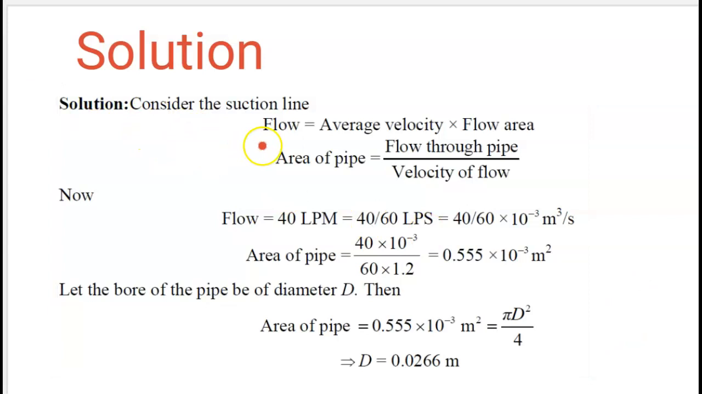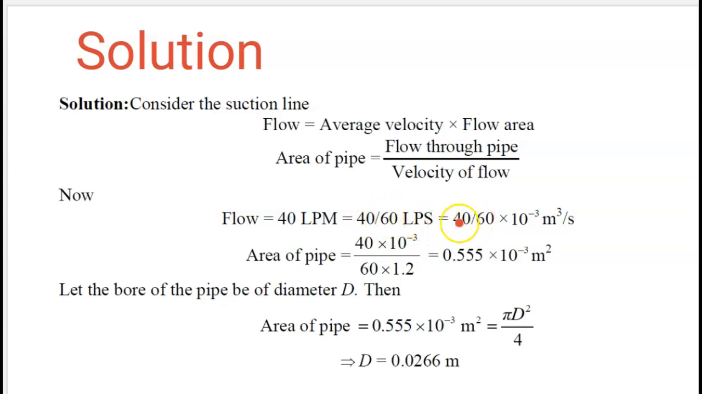Now, let's say we've got a flow. Flow is the average velocity multiplied by the flow area. So if I want to find the area of the pipe, the formula is the flow through the pipe divided by the velocity of the flow. Flow is 40 LPM, 40 liters per minute. I can convert that into liters per second by dividing by 60.